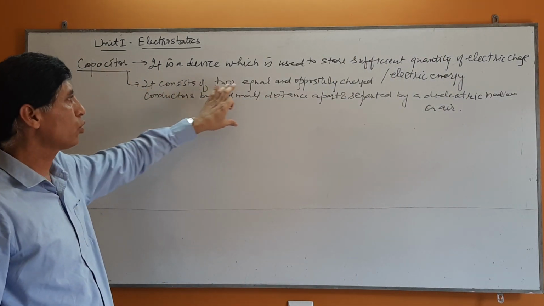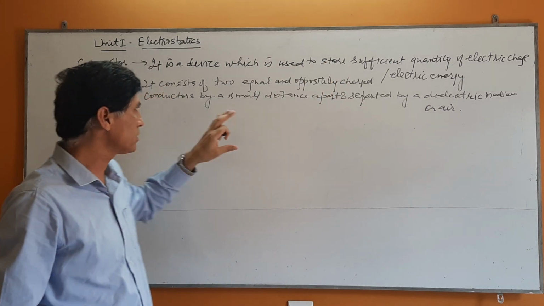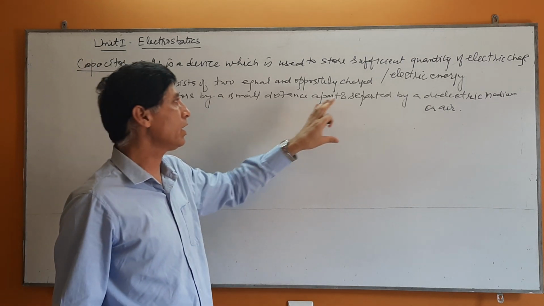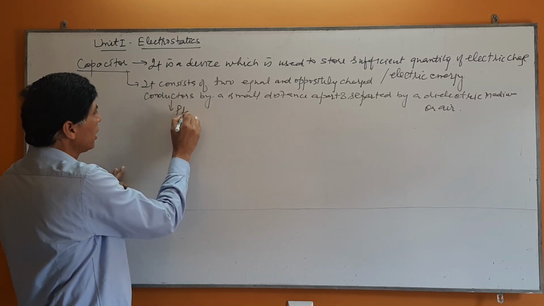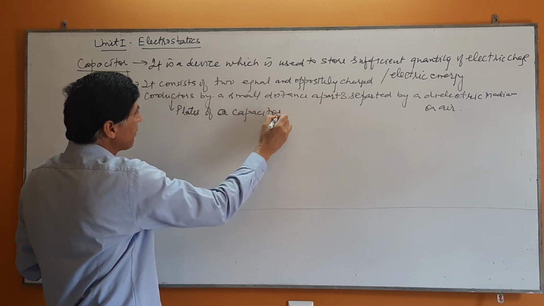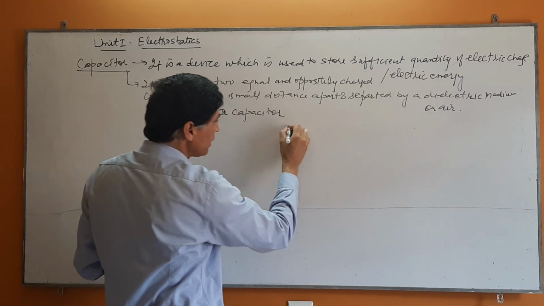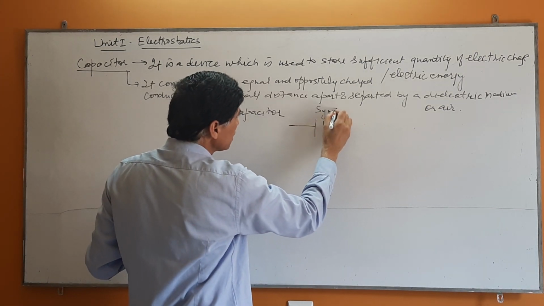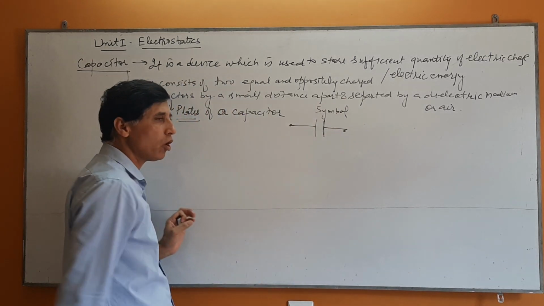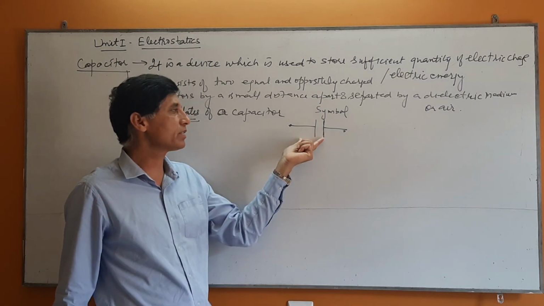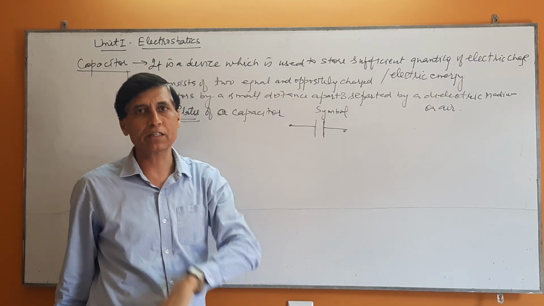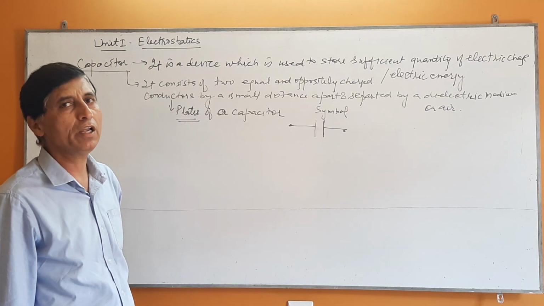So it consists of two equal and oppositely charged conductors, separated by a very small distance, and these conductors are called plates of a capacitor. इसको plates कहते हैं, and it is represented by this symbol. Just we draw two parallel lines with a small space in between, it represents a capacitor. A capacitor has two plates, and both the plates are equal and oppositely charged.